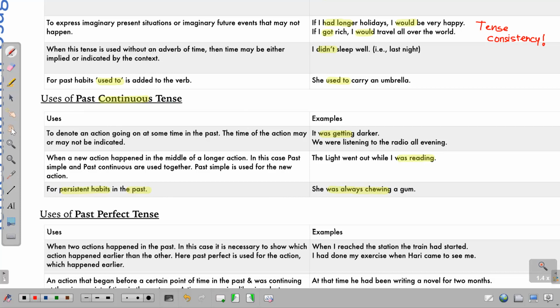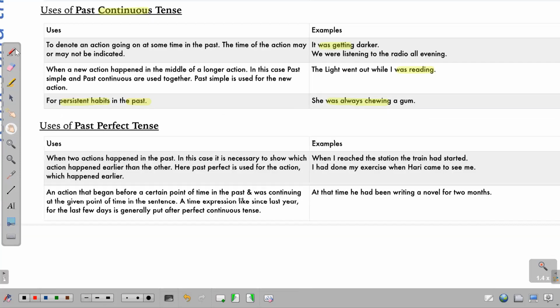So a clean tense. Now the problematic tense, again, the third problematic tense happens to be the past perfect. What is so special about the past perfect? Because when two actions have happened, in this case it is necessary to show which action happened earlier, and therefore the past perfect is used for the action that happened earlier. For example, when I reached the station, the train had started.